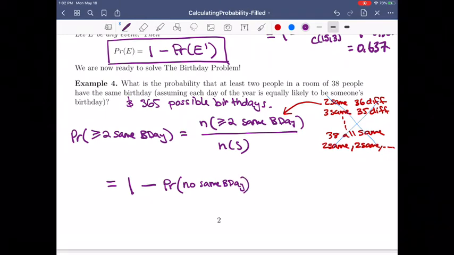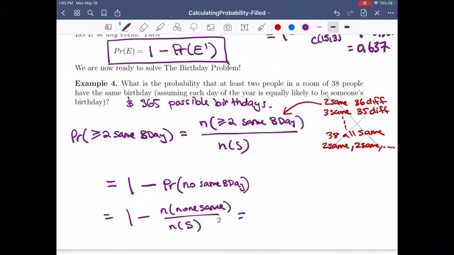Okay, so that means that we want the number of ways that you could have none the same over the total, the number in the sample space. And it turns out that this is actually not too bad to count. So in the sample space, I have 38 people all with a birthday. So each of the 38 people has 365 options. So in the denominator, I'm going to have 365 to the power 38.